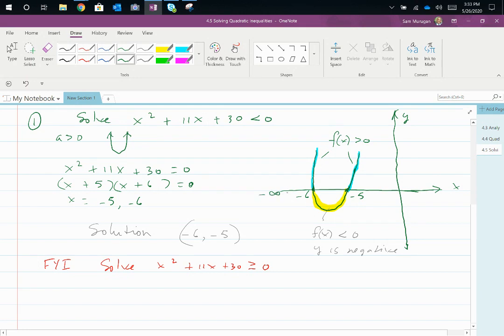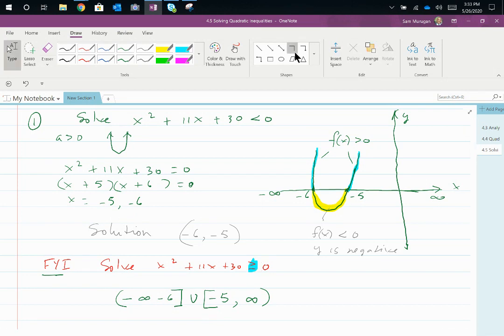So from -infinity up to -6 would be a solution, with a bracket on the -6. And then from -5 to positive infinity, because remember this graph opens up forever. So from -5 to positive infinity would also be a solution to this problem if we were asked to solve greater than or equal to. So keep that in mind and how greater than or less than affects the graphs.